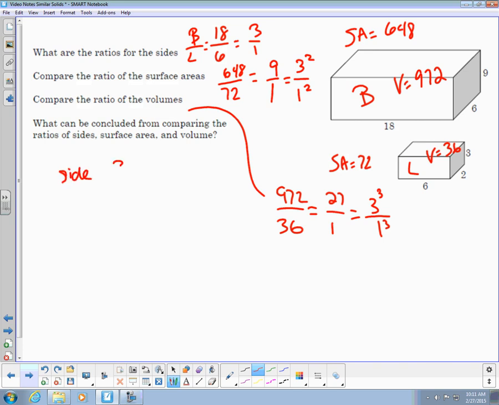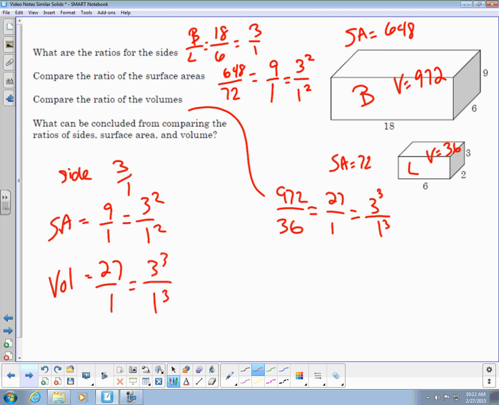which in this case is 3 to 1. I want to see your surface area ratio, which is going to be 9 to 1. And I want to see your volume ratio, which is going to be 27 to 1. And you could even write this as 3 squared over 1 squared and 3 cubed over 1 cubed. But I want to see this every time you work a similarity problem, because you need to be looking at all three ratios and asking yourself, which one do I need to use to solve the problem?